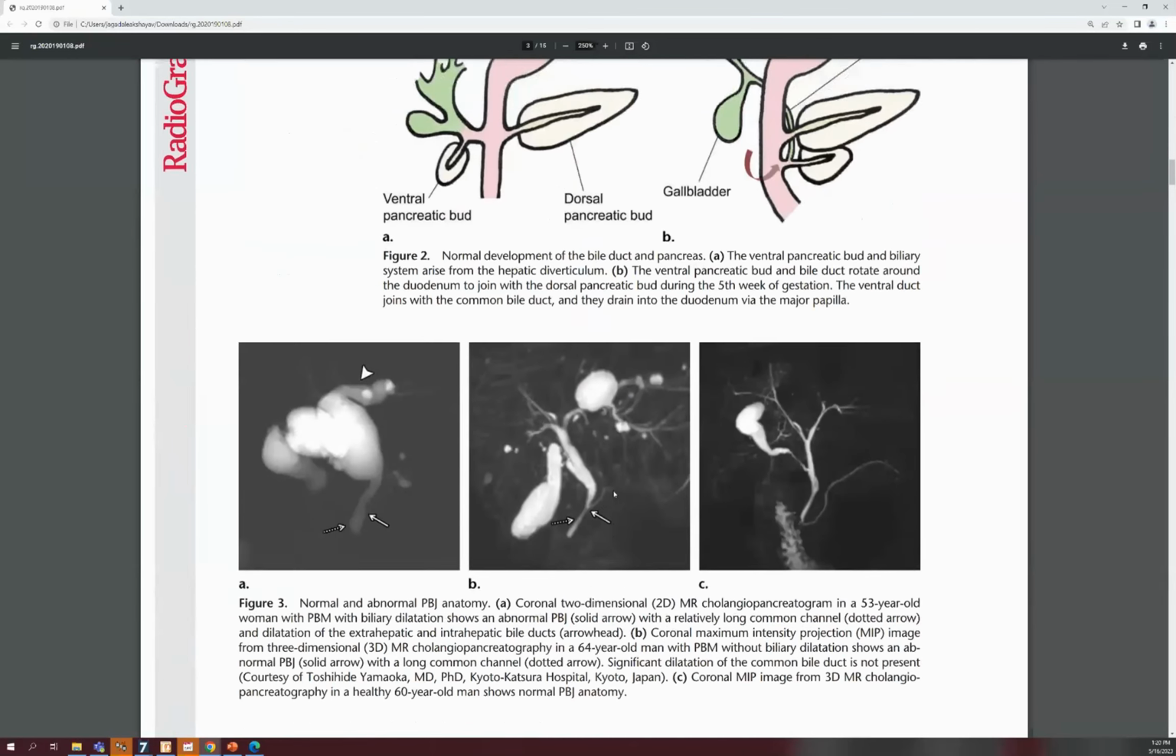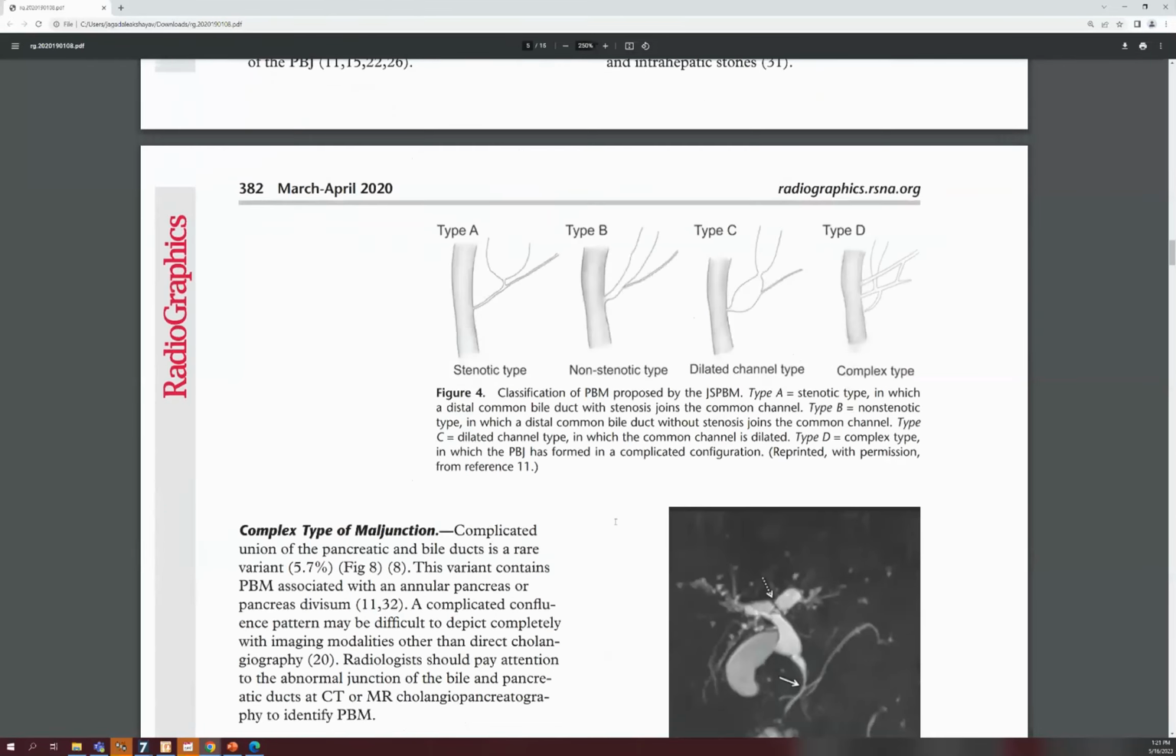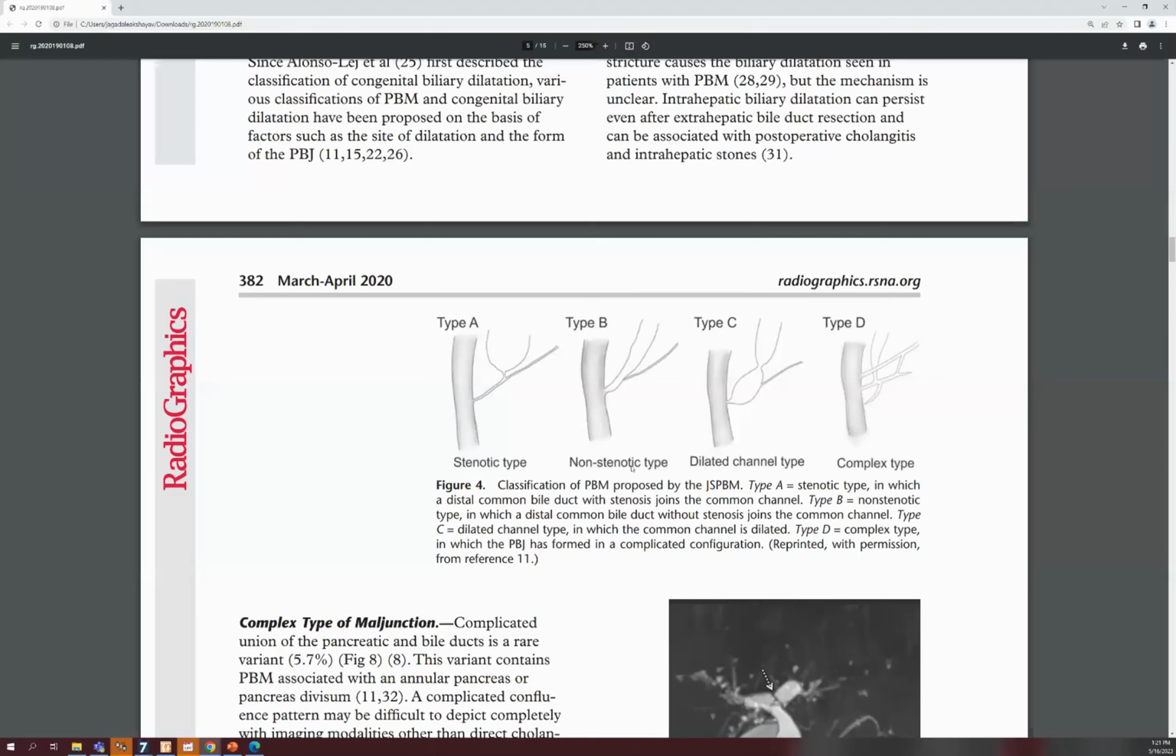And it also has different types, as they have described on the next page. So it could be stenotic, non-stenotic, dilated channel or complex type. Here the CBD is stenotic and joining the common channel. Here it has normal caliber and joins the normal channel without any obstruction. This is the case which I showed, where the CBD is joining the common channel and the common channel is dilated. And this is the case where we have pancreas divisum and a little bit complex anatomy.